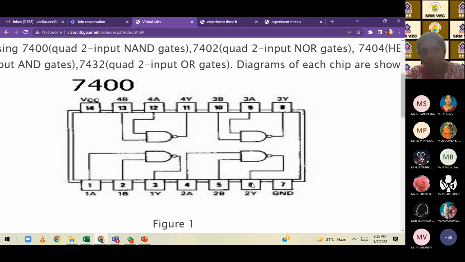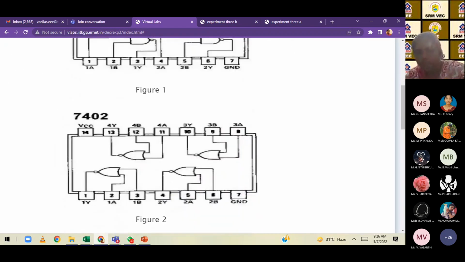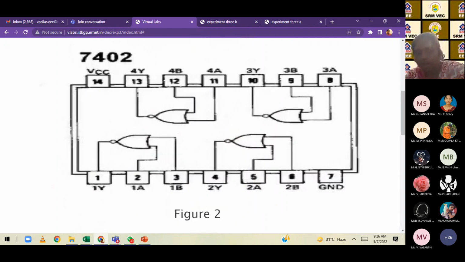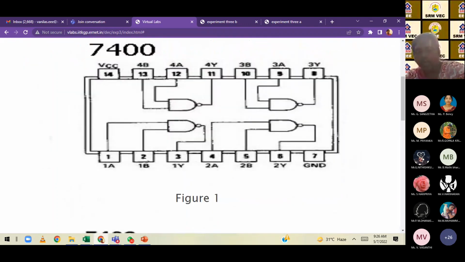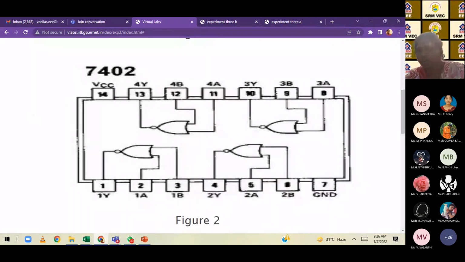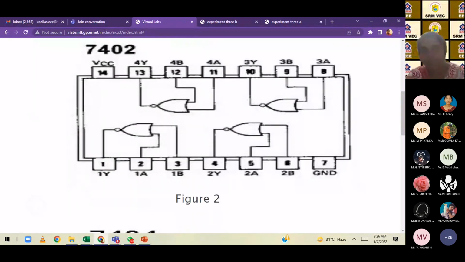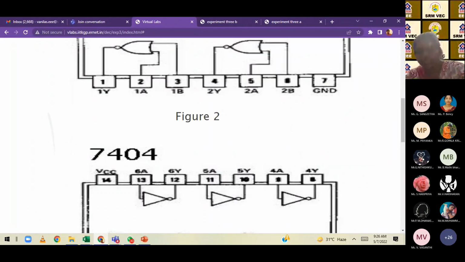When you want to connect a system, this will be given to you. You should purchase this IC, depending on how many NAND gates you need, and you should make the connection diagram. Next, you can see this for NOR, which is 7402. It is also a 14-pin IC, which takes two inputs and produces an output. This will be available in the data sheet, so you should check.